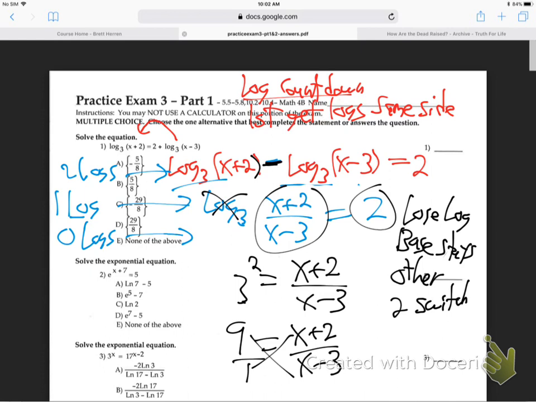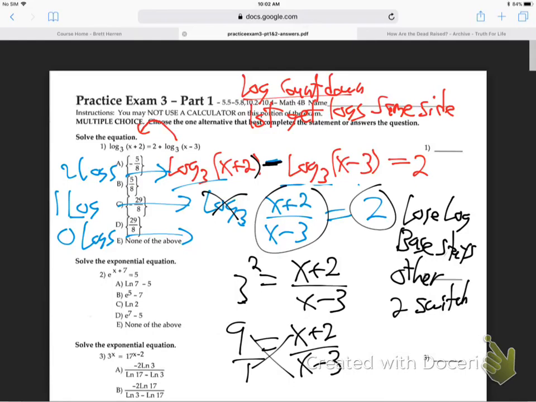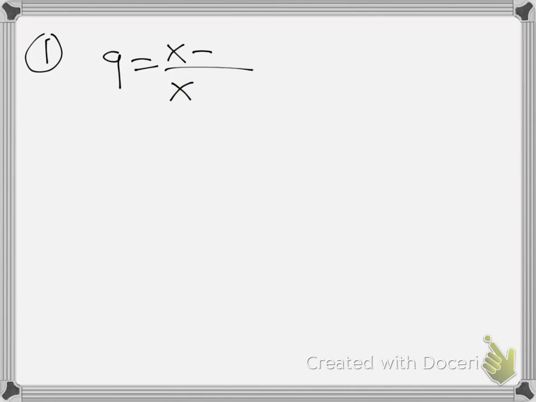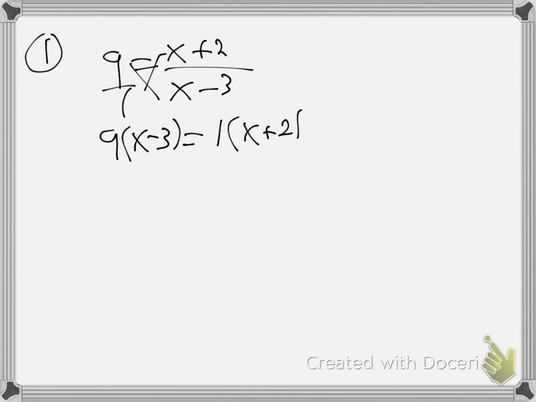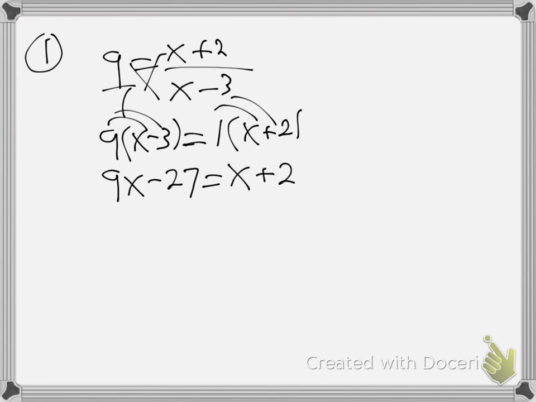Solve for x. Can I go to a fresh screen? So this is number 1. 9 equals x plus 2 over x minus 3. You guys okay? Everybody got that copied down? Put that over 1. Diagonal, diagonal. So 9 times x minus 3 is 1 times x plus 2. Distribute: 9x minus 27 equals x plus 2. Okay, how do you solve for x?